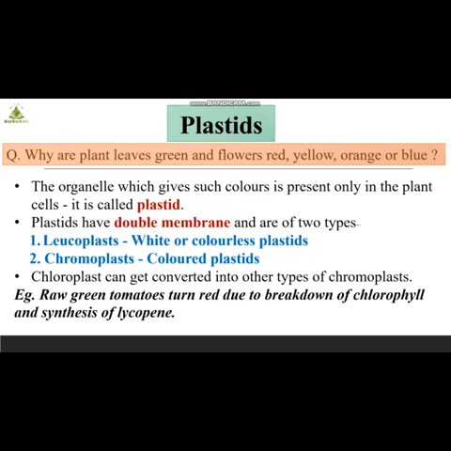Because there is breakdown of chlorophyll and synthesis of lycopene. Lycopene is red in color. It is a carotenoid and it is red in color. So the moment raw green tomatoes turn to red tomatoes, remember one thing: there is a breakdown of chlorophyll and there is synthesis of lycopene, which is a chromoplast.